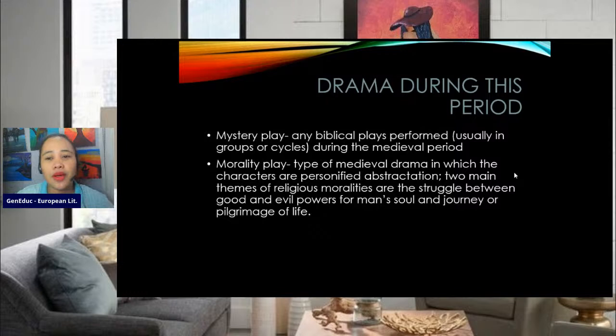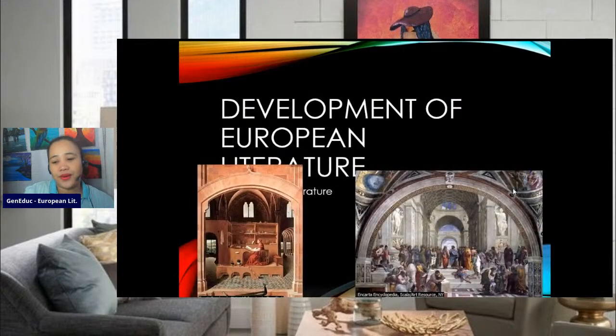Okay. Now, drama during this period. Mystery play: any biblical plays performed, usually in groups of cycles, during the medieval period. Morality play: a type of medieval drama in which the characters are personified abstractions. Two main themes of religious moralities are the struggle between good and evil powers for man's soul, and the journey or pilgrimage of life. All right.